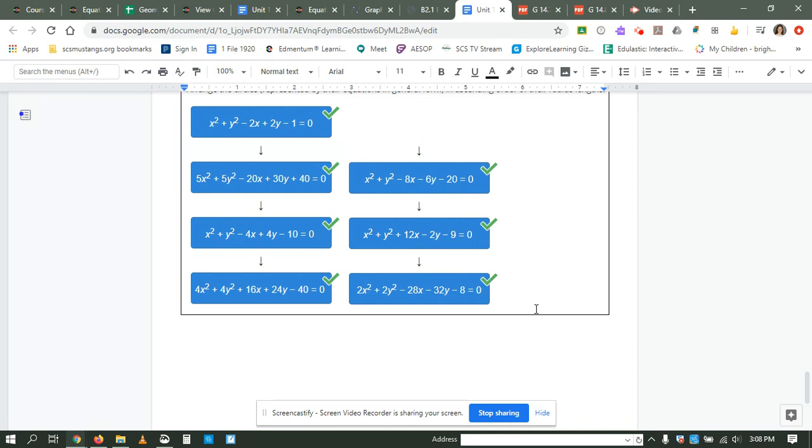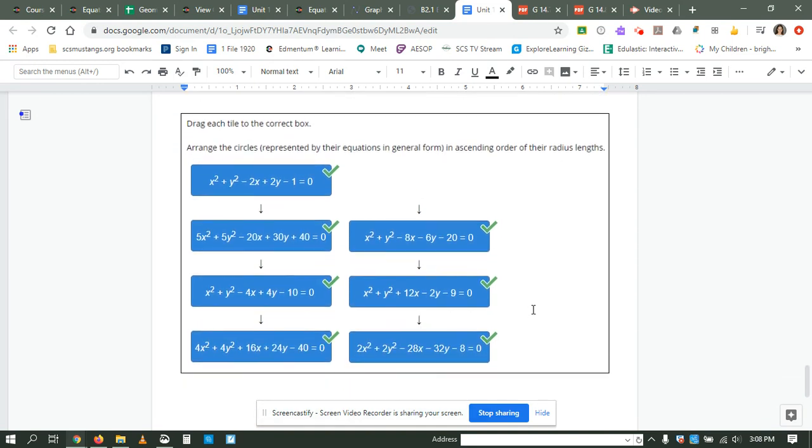Okay, so I think that covers all of the things that we need to talk about for equations of circles, both standard form and general form.